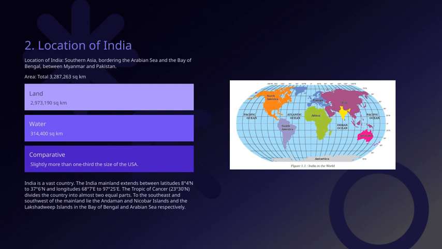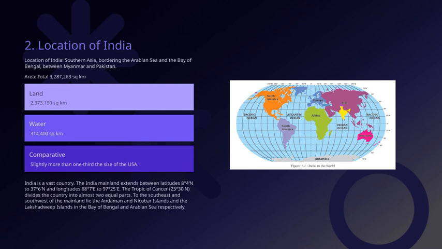The mainland stretches between approximately 8 degrees 4 minutes north and 37 degrees 6 minutes north, and from 68 degrees 7 minutes east to 97 degrees 25 minutes east. The Tropic of Cancer, at 23 degrees 30 minutes north, runs across the country and effectively divides it into two nearly equal halves. Additionally, beyond the mainland, India has some beautiful island territories.